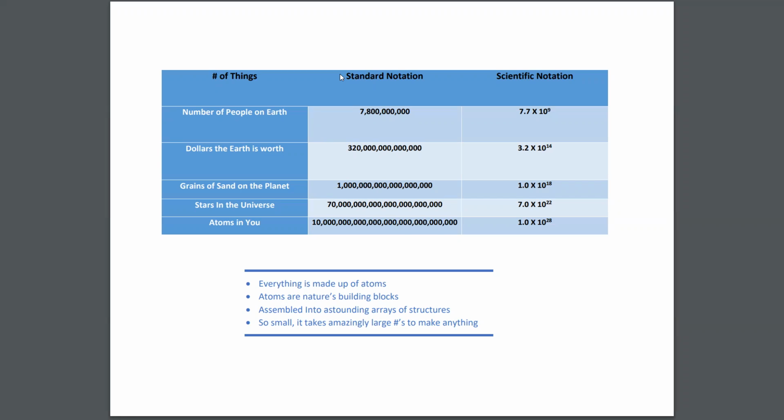Even larger than that, if we're not talking about grains of sand on the planet, we're talking about stars in the universe. And this is incredibly vast. I can't even fathom a number this large, yet there are still more atoms in you than there are stars in the universe. And not even by a small amount. You'd have to multiply the number of stars in the universe by millions to get the amount of atoms in you. I think that's incredibly fascinating, right?